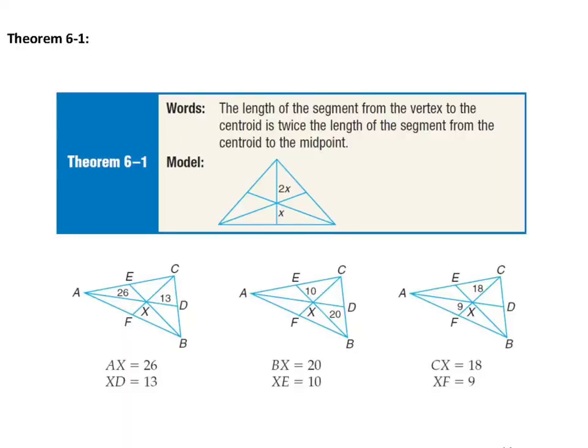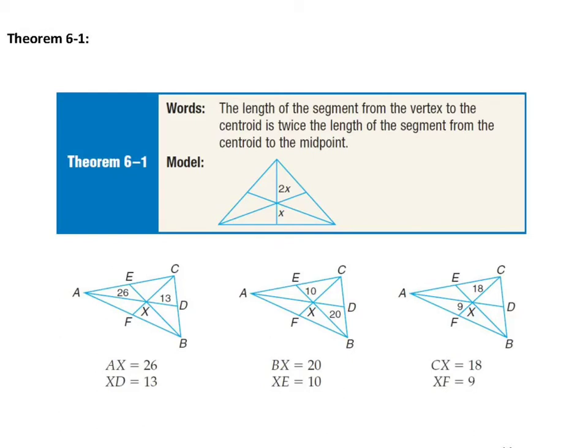Now let's consider Theorem 6.1, which states the length of the segment from the vertex to the centroid is twice the length of the segment from the centroid to the midpoint. In other words, all of the medians intersect each other at a 2-to-1 ratio. So let's look at all of our examples that we have right here.